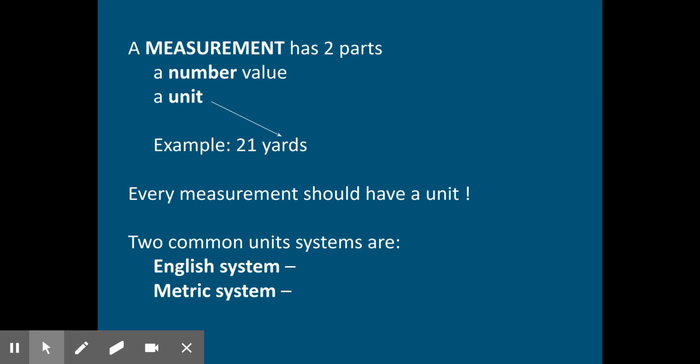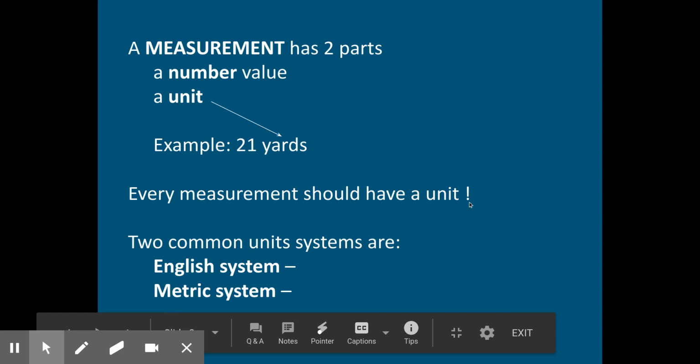There are two common systems of units that we use. We have our English system, which is what we use, and our metric system. The English system, usually your units are miles and feet, whereas your metric is your meters, liters, grams, things like that.